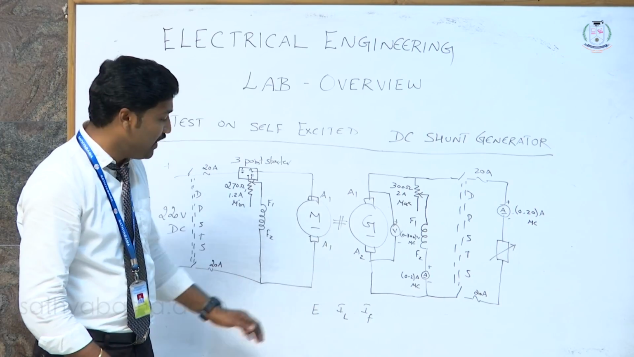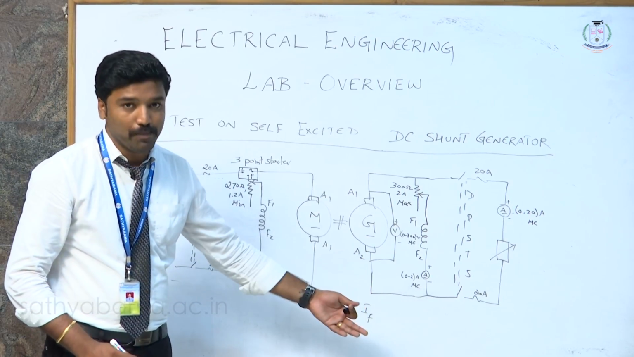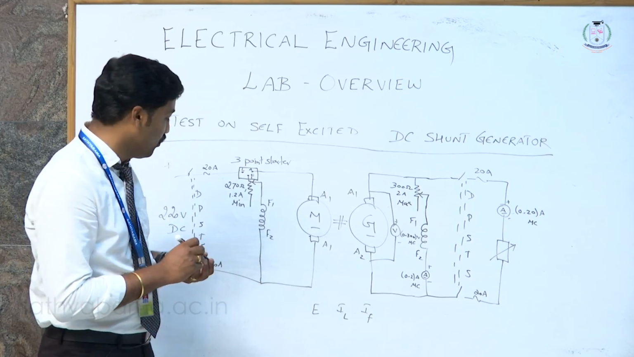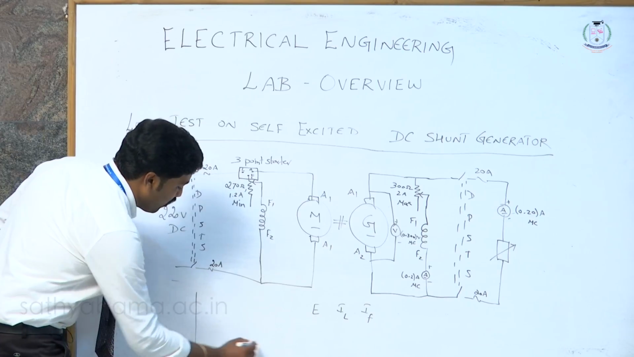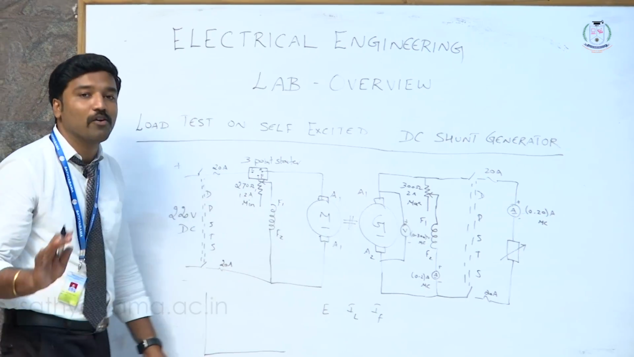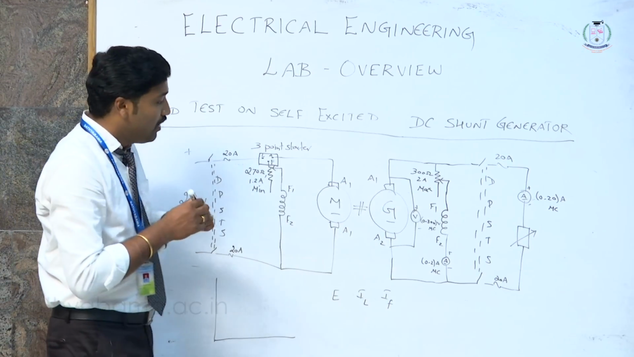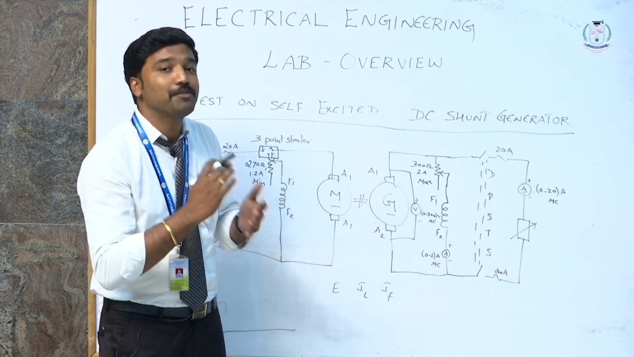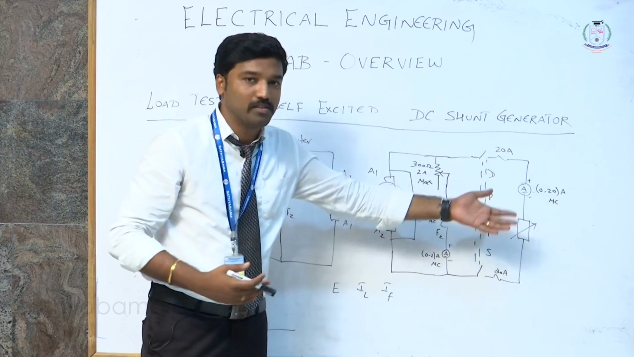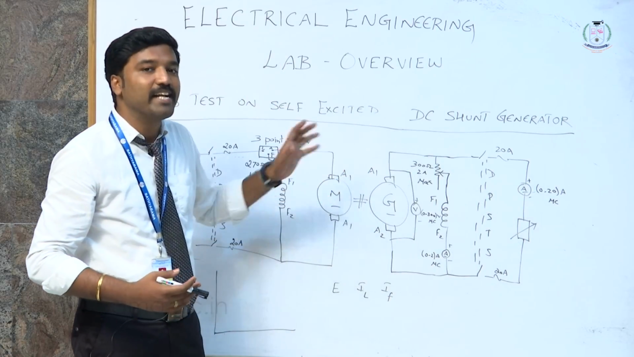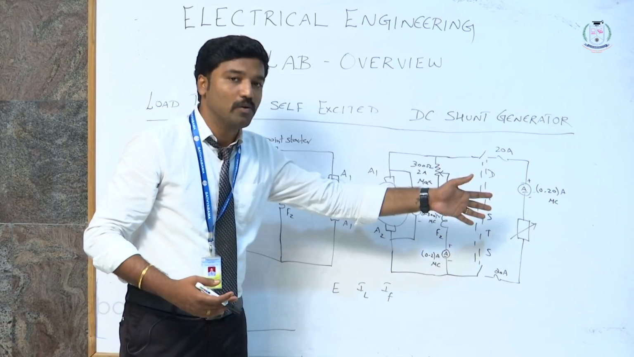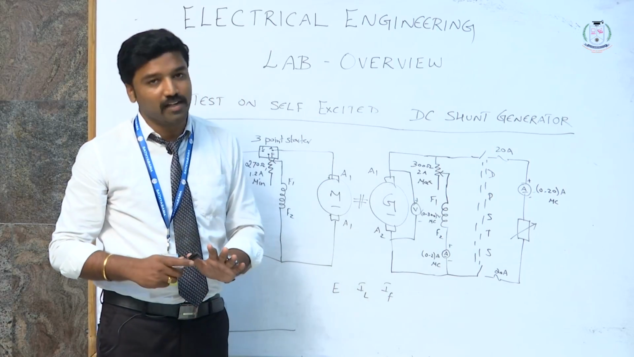Okay, and finally we are going for the reading purpose. That means the calculation part. While taking the calculation part, the final justification we are going to provide is what is the characteristic present inside the generator and what is the characteristic present outside, that means on the load side. So inside the generator we can take as internal characteristics, and outside the generator on the load side we can take as external characteristics.